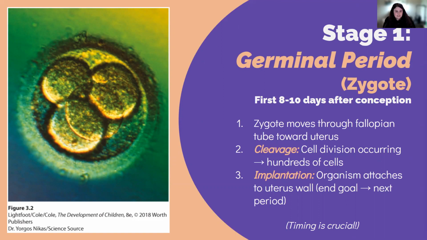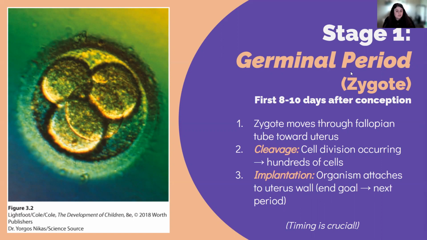There's 2 processes here. So first we have cleavage. This is the cell division that's occurring, and hundreds of cells are formed once it reaches the uterus. We also have implantation. So this is the process of the organism attaching itself to the uterus wall. And we can actually kind of think of this as the end goal of this period. So successful implantation marks the transition between germinal period and the next period called the embryonic period.